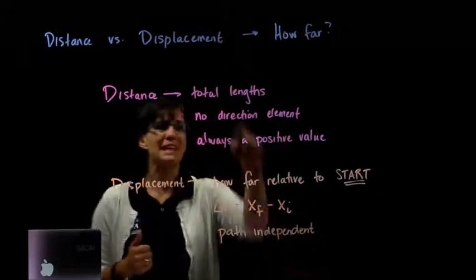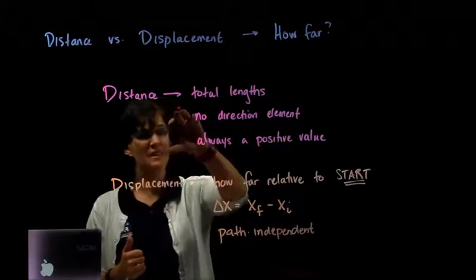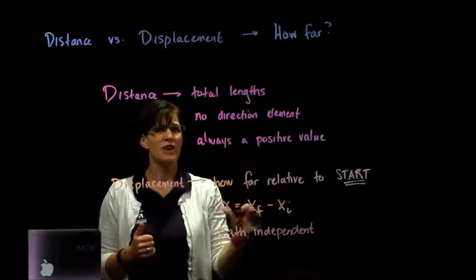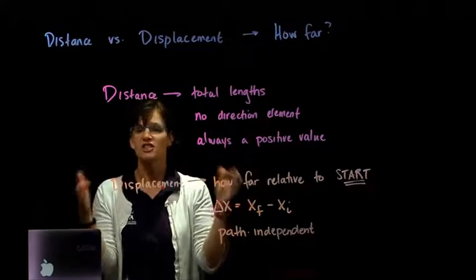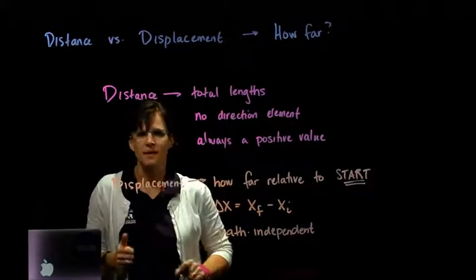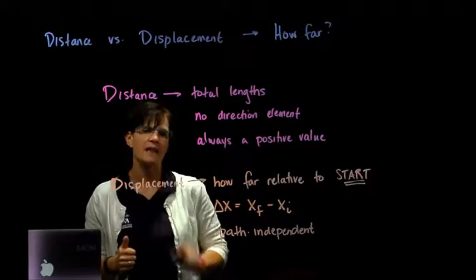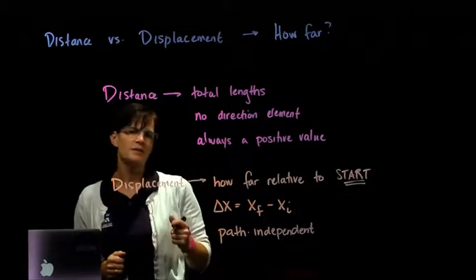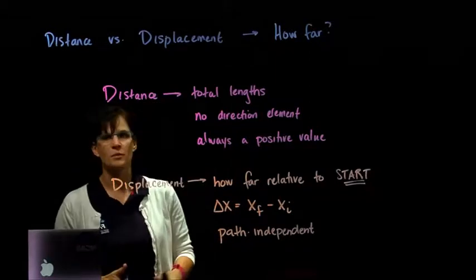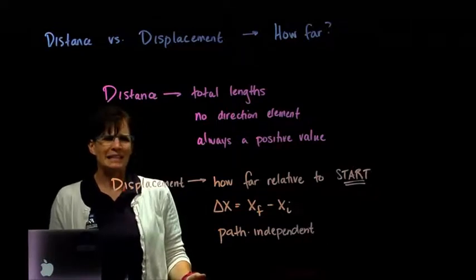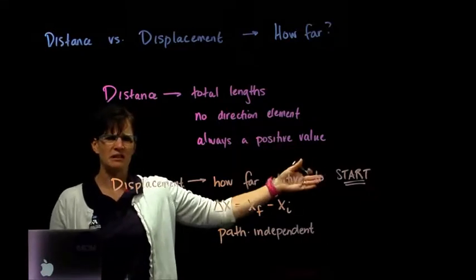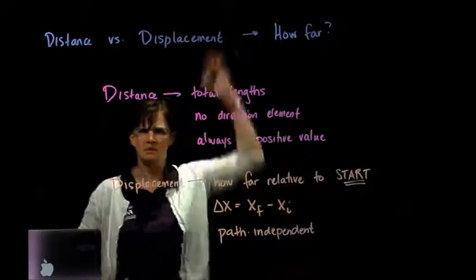I don't care what it did like I care up here in distance. All I know is where I started, where I ended, how far away am I from that start point. How far away am I from that start point? Path independent. Now, if I'm interested in how far away I am, if I said I was 1 meter away, well, that's useful information, except my 1 meter to the right, my 1 meter to the left, and my 1 meter up, and my 1.